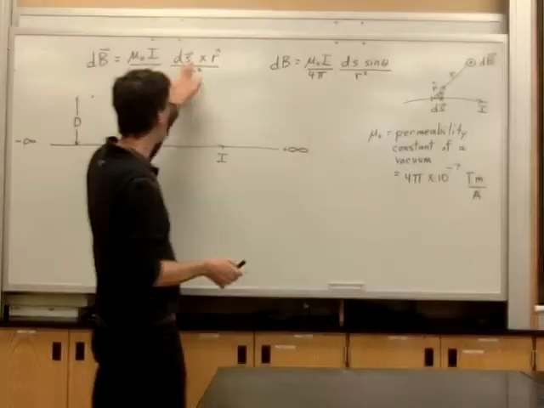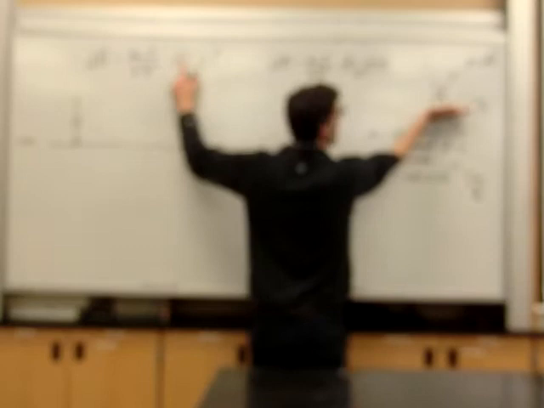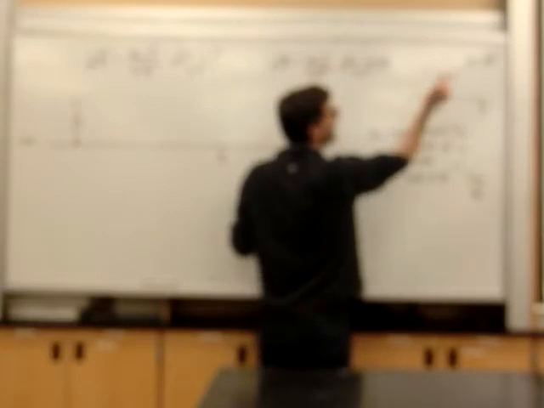Since there's a cross product in the relationship here, we can use the right-hand rule to figure out the direction of that field. Point your fingers in the direction of the first vector, ds. Curl them in the direction of r hat, a unit vector pointing up to the point. Thumb is perpendicular and gives you the direction of dB. So my thumb points out, so dB points out as I've shown here.